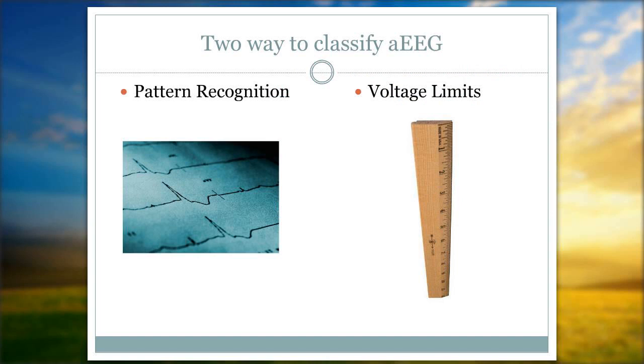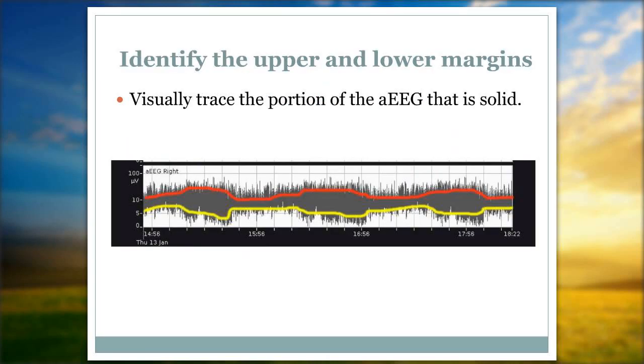The other way or technique that you can classify aEEG is by using voltage limits. And I want to spend a little bit of time talking about how those limits came to be. Well, first, in order to even identify the voltages, you need to visually trace the aEEG, the part of the band that is solid. And so again, you're going to be looking at the upper margin and the lower margin and really looking along and seeing the parts of it that are solid. So you're looking here at the red line, that's the upper margin, and then the lower margin.